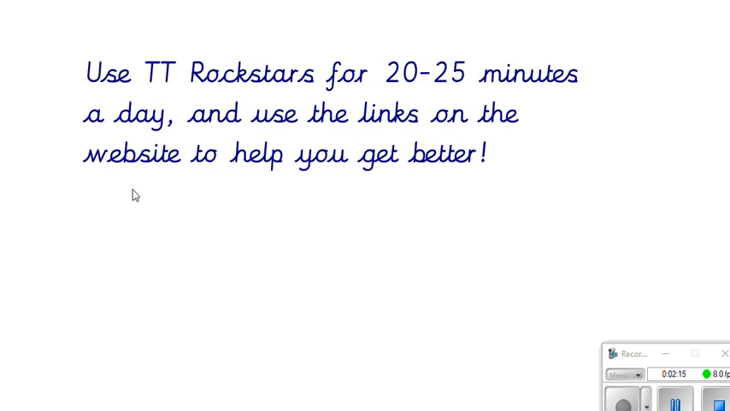A really good idea to practice your times tables is to use your TT Rockstars, maybe for about 15 to 20, 25 minutes a day. And the links on the school website will help you get better at them as well. But the main thing is, and I'll repeat this a bit later on, to make sure you learn them. You can play as many games as you like, but if you're not learning them at the same time, you're not going to get any better.